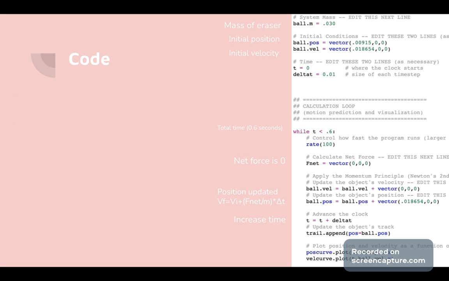The position is updated based on the initial velocity. This is because the net force is 0, so the F net over mass times delta t term would become 0, and initial velocity would be equal to final velocity. Then time is incremented to allow the while loop to continue if it is less than 0.6 seconds, or stop if it is 0.6 seconds or more.